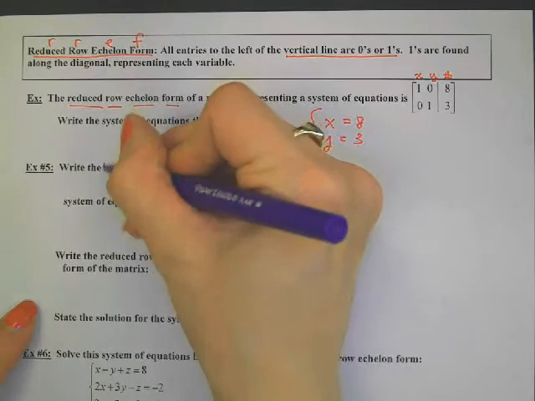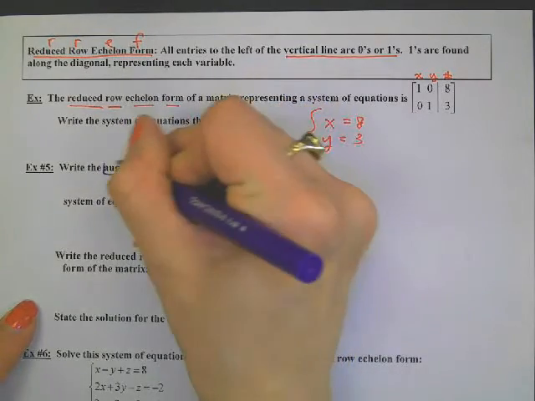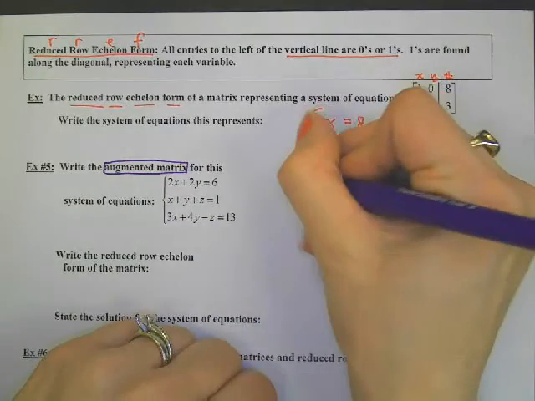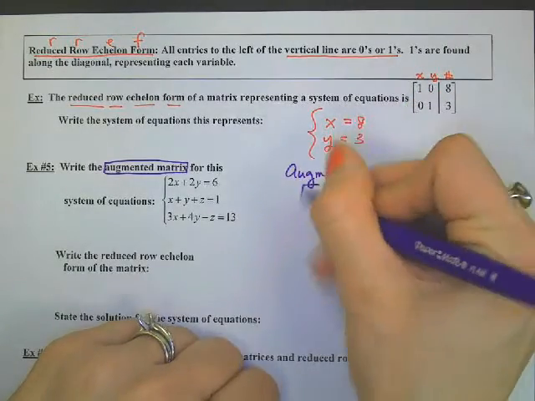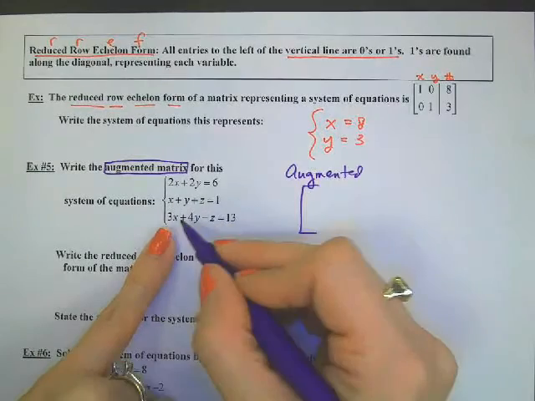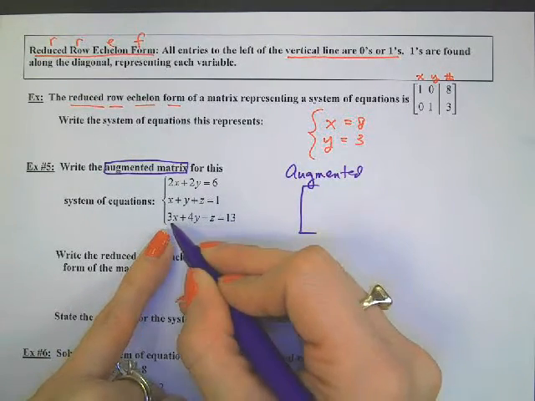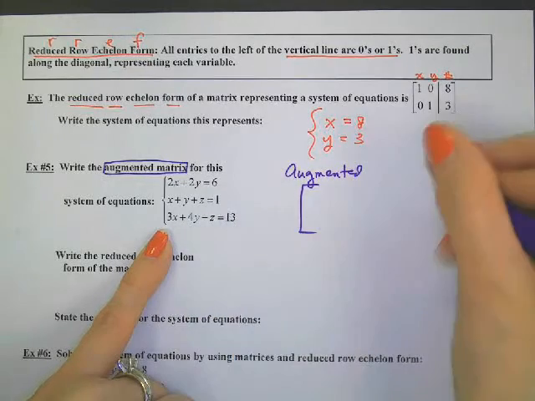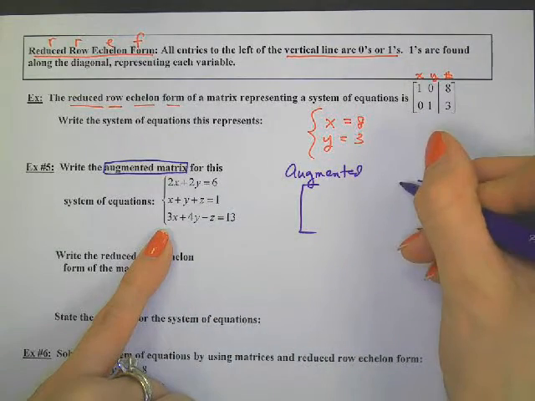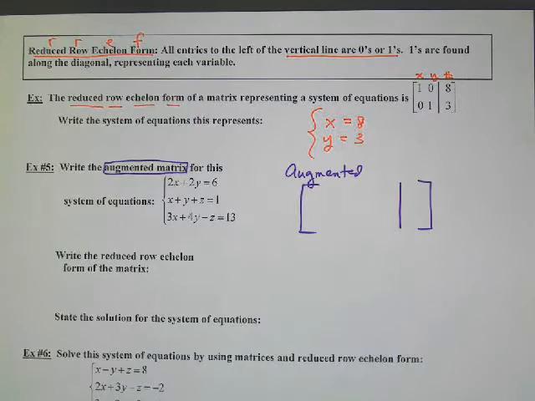It says write the augmented matrix. Okay, that's the easy step. Okay, here's the augmented matrix. So we're going to have a 3, and it's always one column longer. It's never a square because you always have that number column. So I'm going to put the vertical line right there, put that bar.